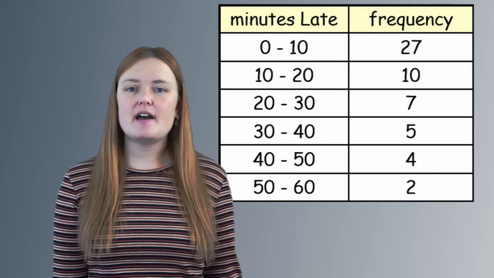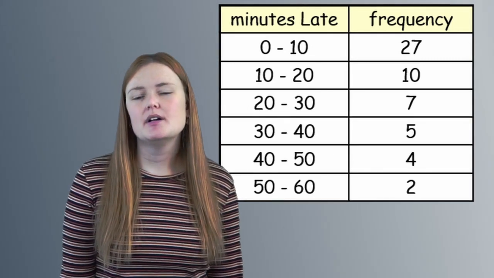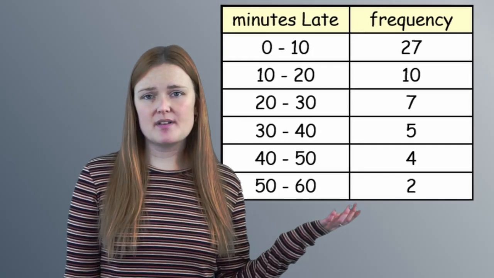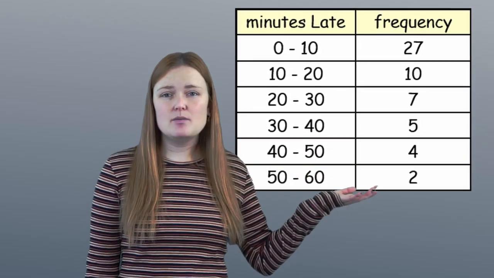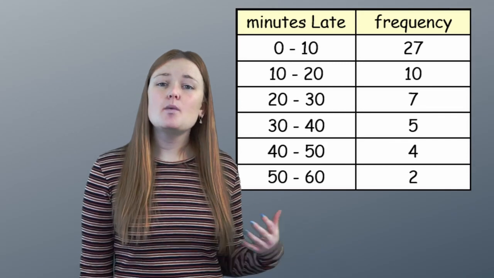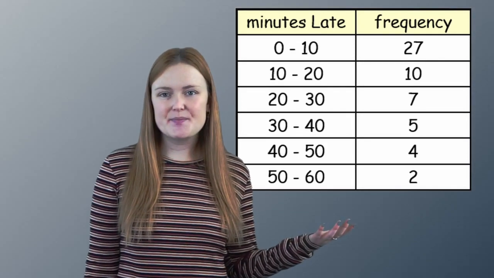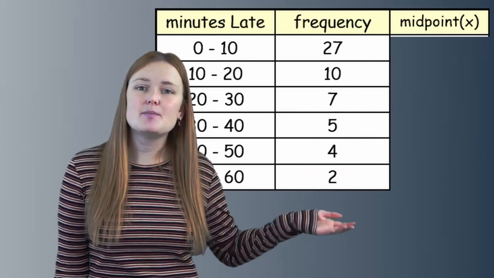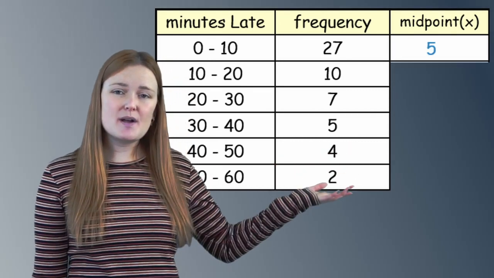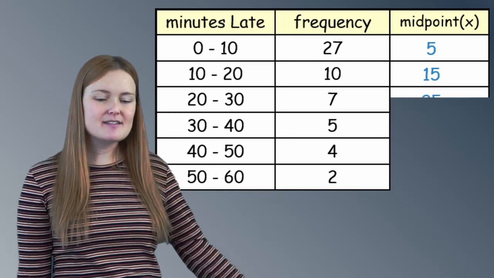So in order to find the mean from a grouped frequency table, we're going to have to add 2 columns, because we're going to need to use an estimate. From between 0 and 10, we don't know what the exact values are, so we'll use the midpoint to have a guess. So let's fill in the midpoints in our table. So from 0 to 10, the midpoint would be 5. From 10 to 20, it would be 15, and so on. So let's fill those in.